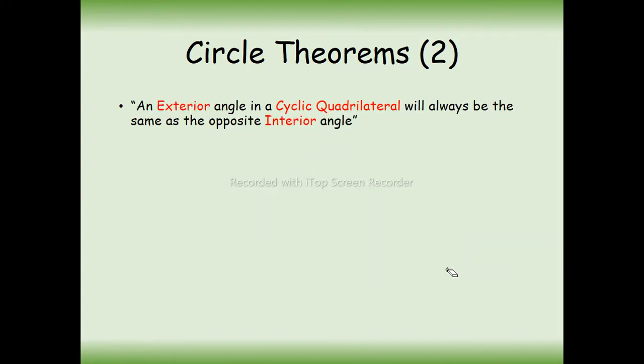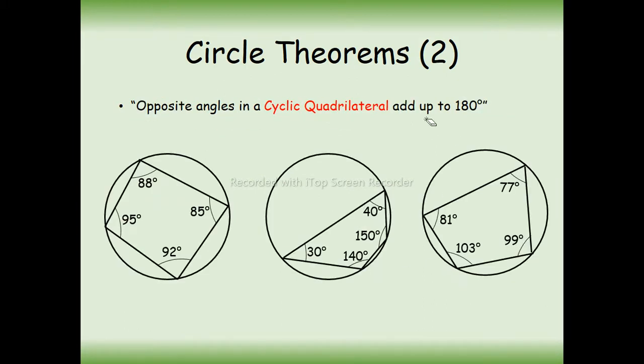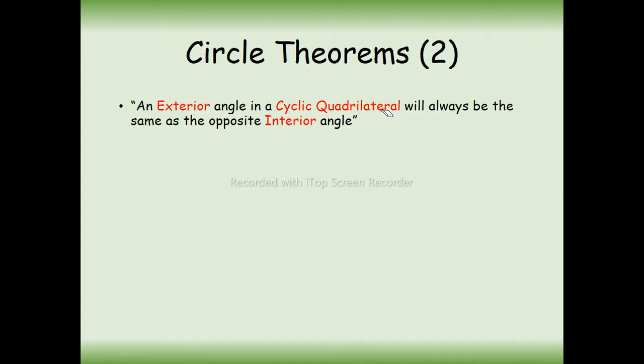All right, so that's the first rule involving the cyclic quadrilateral. We know that opposite angles in the cyclic quadrilateral add up to 180. Now, the next rule is that an exterior angle in the cyclic quadrilateral will always be the same as the opposite interior angle. So let's break that down.